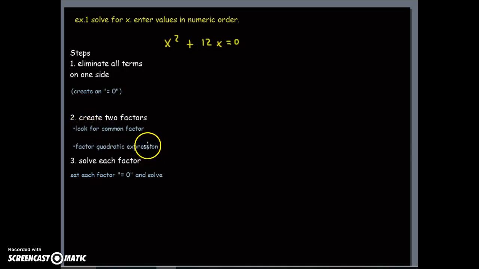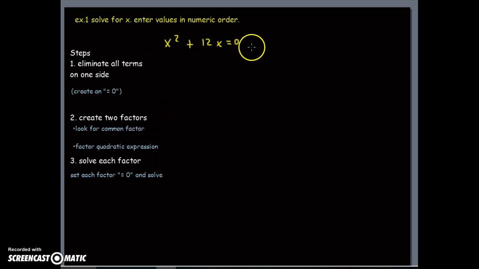Second step is to create two factors. So you want to either look for a common factor, something you can factor out of both of the terms, or if you've got three terms, then you're probably going to have to factor the quadratic expression using the box method, where we're trying to find two numbers that multiply to c but add up to b.